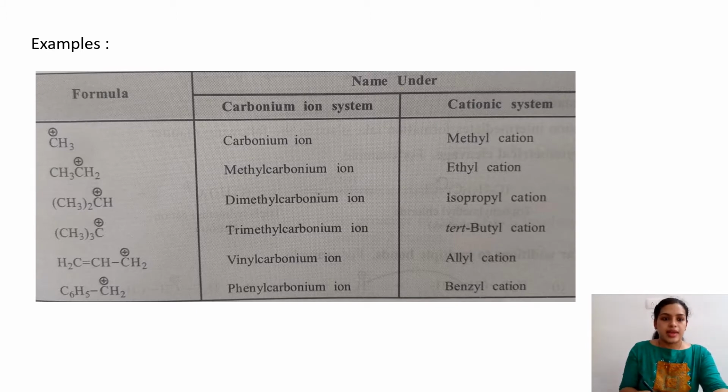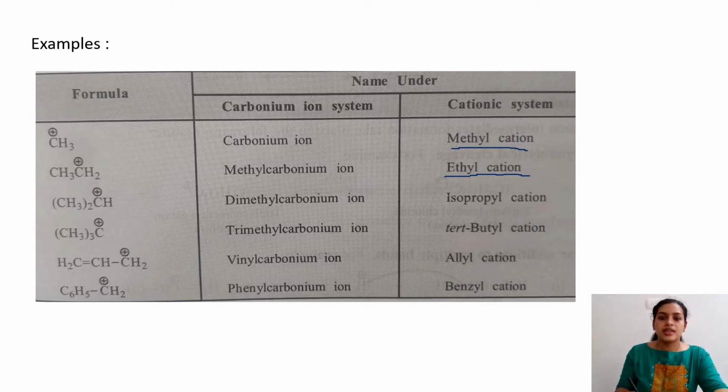Here are some examples. This is methyl carbocation, the first one. The second one is ethyl carbocation, because it is derived from ethane. Methyl carbocation is obtained by the removal of one hydrogen from methane. Methane is CH4, and if you remove one H minus from there, you will get methyl carbocation, CH3 plus. And from ethane, you will get ethyl carbocation.